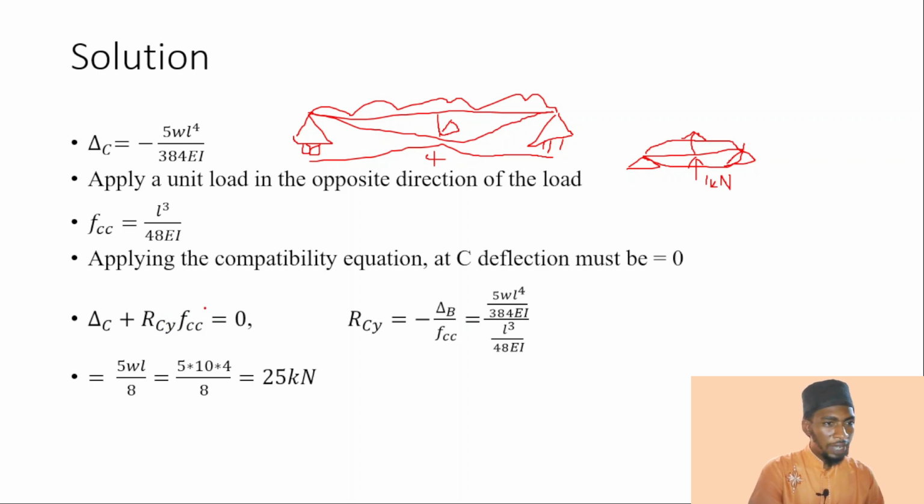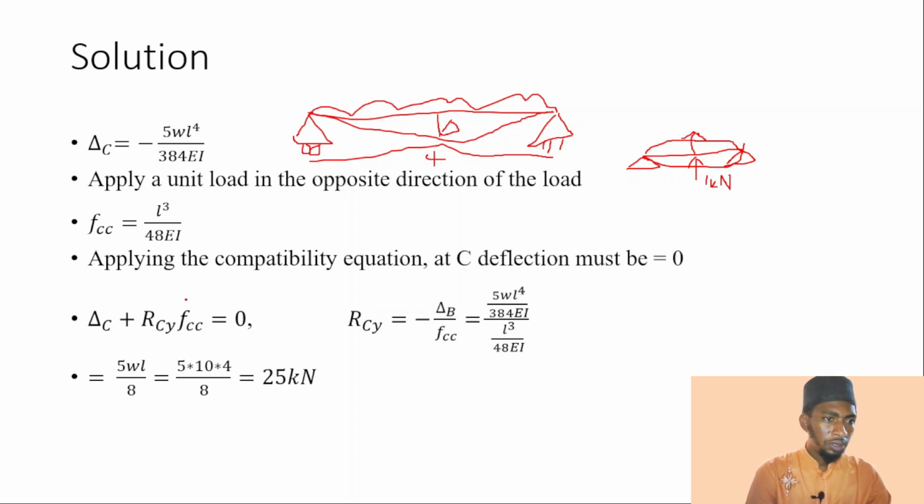But remember, we are not after just FCC, because what we have here in FCC is for a unit load, W is unit load, but we are after the reaction. In the original question there is a reaction here, so you must multiply the FCC by the reaction. So after multiplying, delta C plus RCY, which is our reaction at C, times the FCC is equal to 0, then we need to make this the subject of the formula.